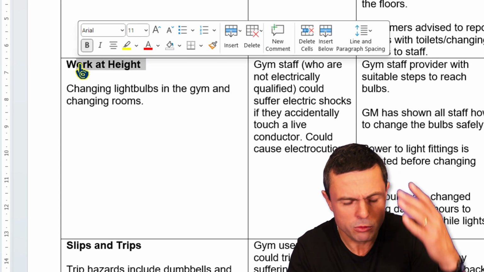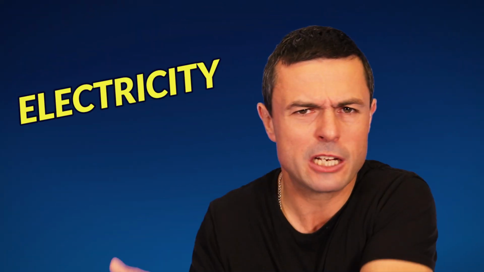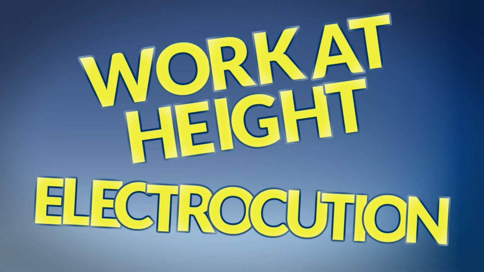Okay, so you might think, right, we're focusing on the height issue. Yes, we are, but then look here. It talks about electric shocks and electrocution. So what hazard are we talking about here? Are we talking about the electricity or talking about the work at height? They're two separate hazards. And two separate hazards belong on different rows.